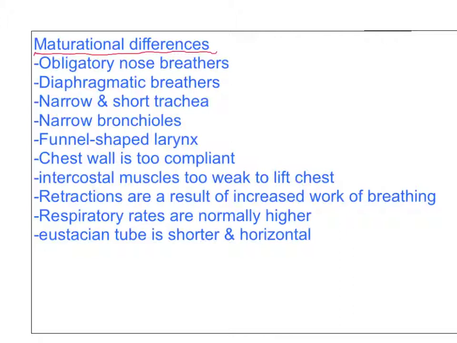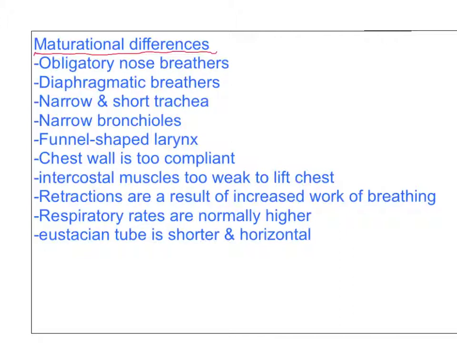So infants and young children are obligatory nose breathers. They're diaphragmatic breathers. They have a much narrower and shorter trachea. So when there's inflammation, the inflammation causes a 16-fold reduction in the size of the lumen of the airway. They also have narrower bronchioles, and the same thing can occur.